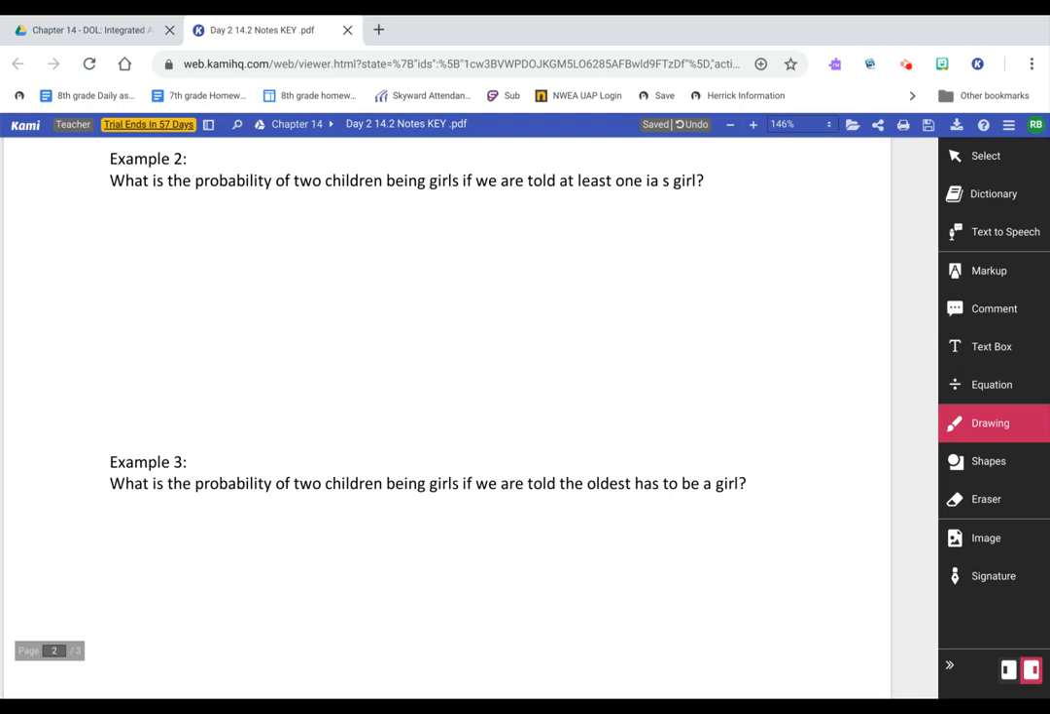Okay, so for examples 2 and 3, we're going to think about this using the quotient instead of the Venn diagrams for these particular examples. So it says, what is the probability of 2 children being girls if we are told at least one is a girl? And we have a little typo here.